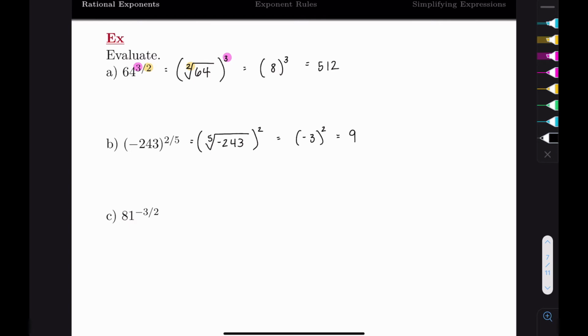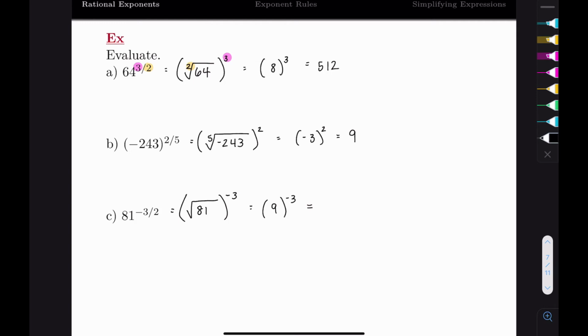All right. This next one, we can take this a couple of different ways. What I'm going to start by doing is the same thing we just did. The 2 is in the denominator, so that's our index. And negative 3 is what we consider to be in the numerator. So we'll go ahead and put that up there. And then the square root of 81 is 9. We're raising that to the negative 3.